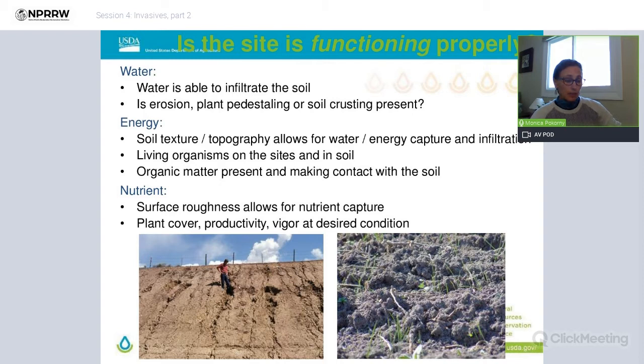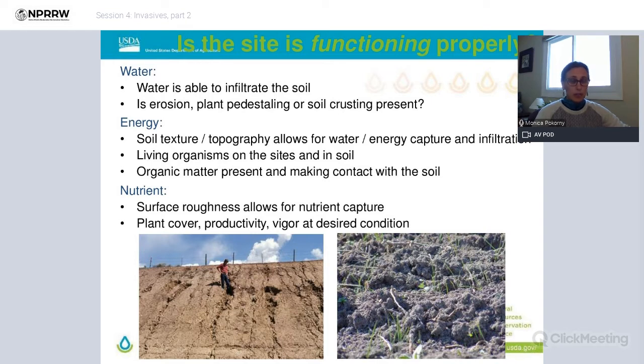And all of these have a way of determining if they're functioning on the landscape when we enter into a revegetation project. For example, if you're looking at water, you might look to see if water is able to infiltrate the soil, or if you have erosion on the site, if you have plant pedestaling or soil crusting, you might have issues with the water cycle that will prohibit any sort of successful revegetation on the site.